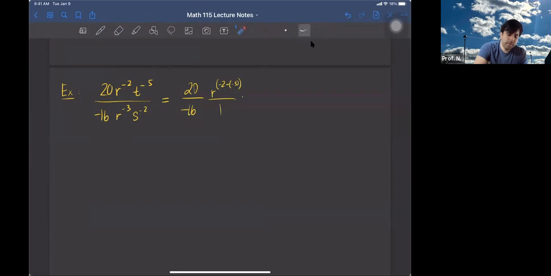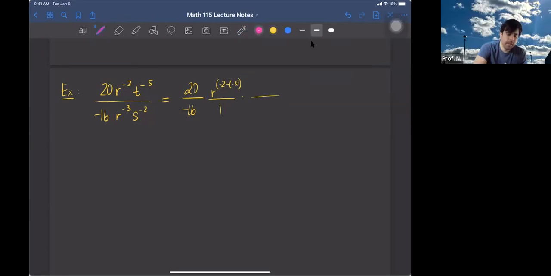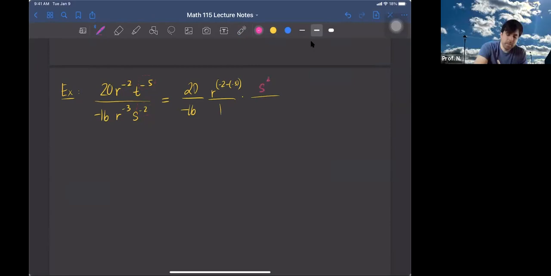So we took care of this fraction, and then what happens with these guys? You leave them the same way because there's no common base. That's fine. But what happens with the exponents? They're negative, right? I want to make them positive. So then what do I do to make them positive? You switch. So this becomes S squared, and this becomes T to the 5th.